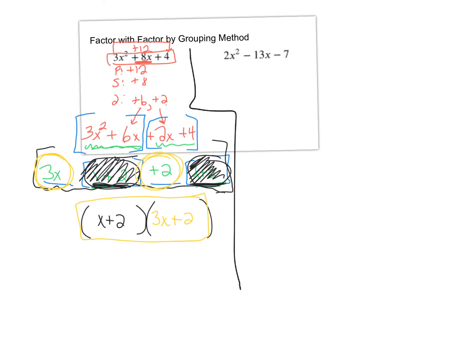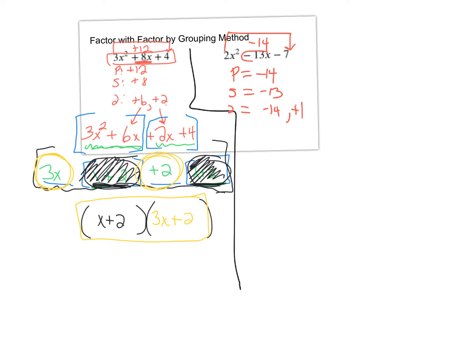So again, first thing I look for in 2x squared minus 13x minus 7 is greatest common factor. Can I take out the GCF? The answer is no. So let's start multiply front to back. That gives me negative 14. Okay, now we're going to do our PS2. Product, negative 14. Sum, negative 13. Two numbers that do this are negative 14 and positive 1.